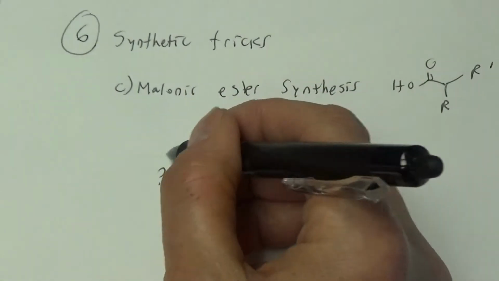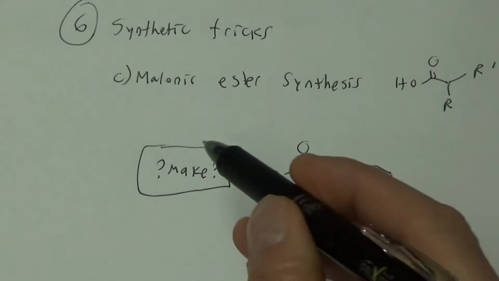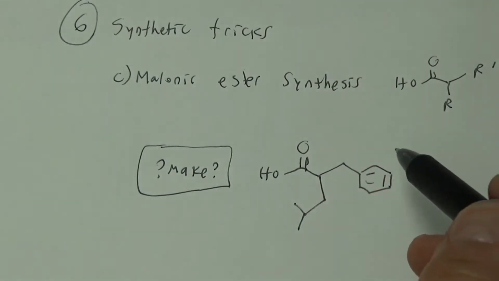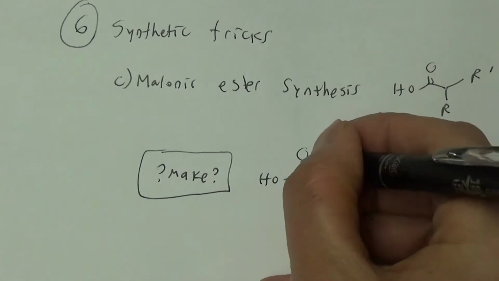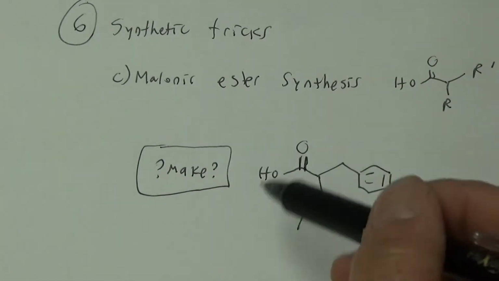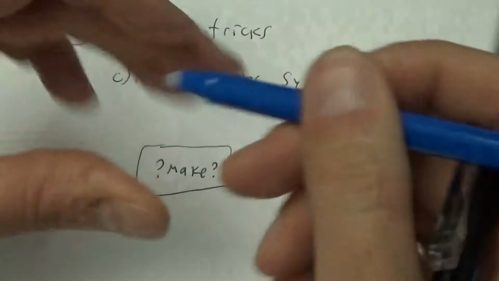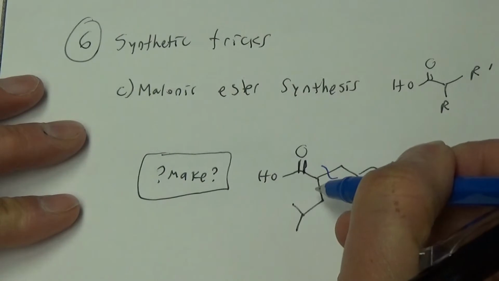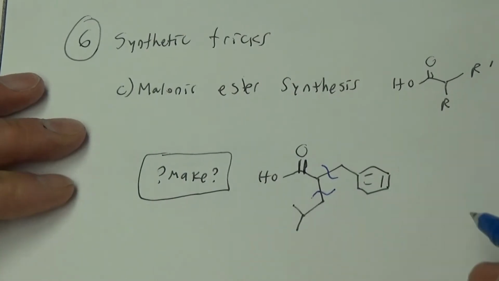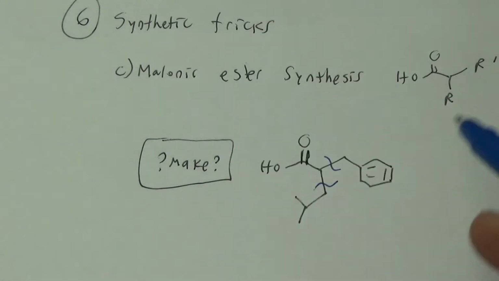And so, of course we're in the Malonic Ester synthesis section, but if we weren't, and you're just thinking about this, the way we know that it is a Malonic Ester synthesis is, oh, it's a carboxylic acid with 2 R groups on it. So that's a good dead giveaway that we're going to use a Malonic Ester synthesis.